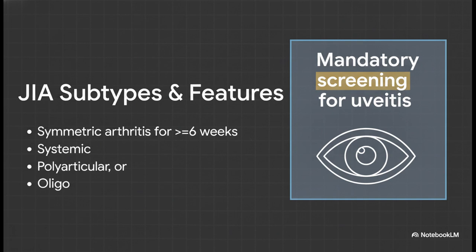But please, take this to the bank for JIA. All subtypes require regular ophthalmologic screening. Untreated uveitis in these kids is completely asymptomatic, but it can cause rapid, irreversible vision loss.